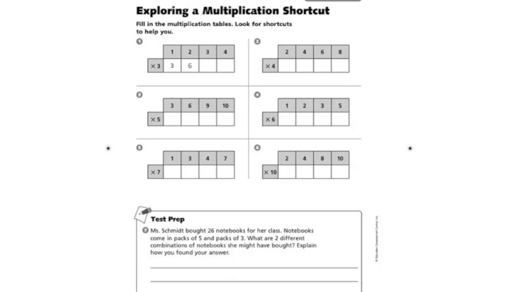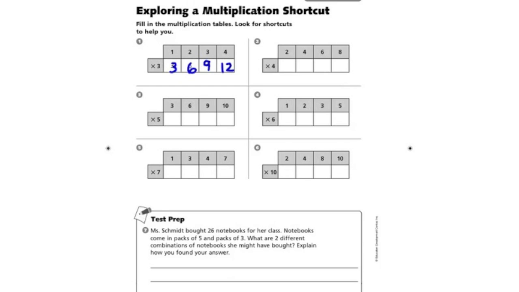So let's go ahead and do 1 times 3. So 1 times 3 we know is 3. So go ahead and trace that. Then you're going to do 2 times 3. We know that 2 times 3 is 6. Next we're going to do 3 times 3. 3 times 3 is 9. And next we're going to do 4 times 3. And 4 times 3 is 12.